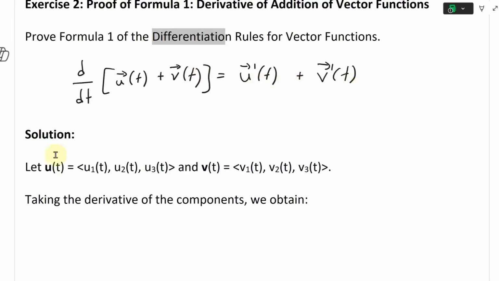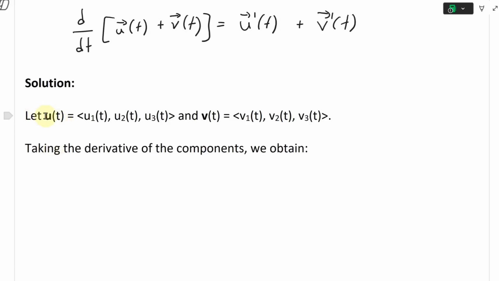So let u of t, this first vector function, be comprised of three functions as components: u1 of t, u2 of t, u3 of t. And the second vector function v of t has components v1 of t, v2 of t, v3 of t. These are just real valued functions as components, and this is a full vector function. So let's take a look at the components.